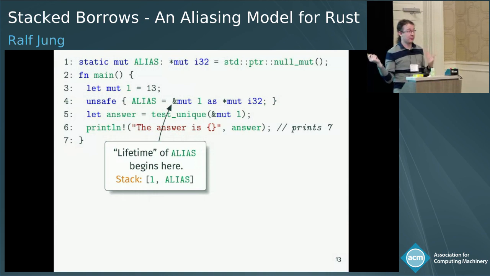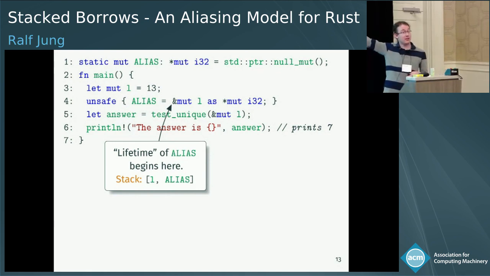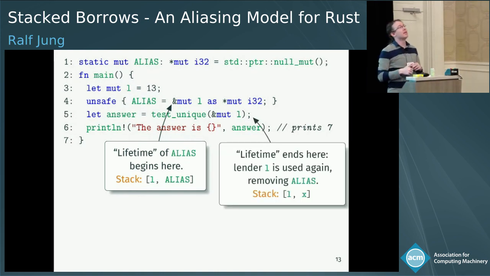If we apply those rules to our example program, you can see that when the alias gets created, we have a stack consisting first of the else tag. I'm using the names here to not have the tag numbers because that's a bit confusing. We have a stack that consists first of the else tag and then the alias's tag on top of that. But then in the next line already, we're using L again, at which point everything above L will be removed from the stack and the lifetime of the alias ends. Instead, we're adding X on top of L in the stack, reflecting that X borrows from L.